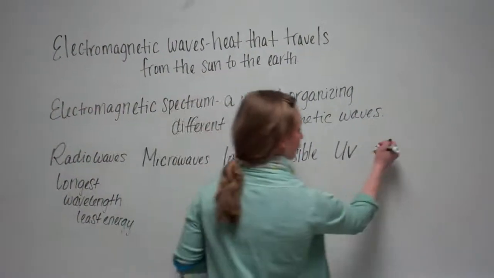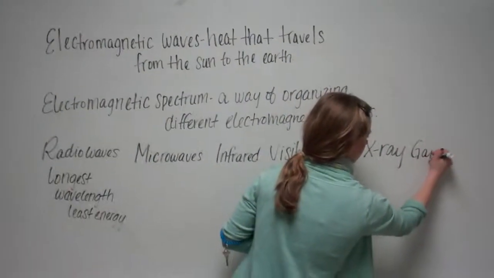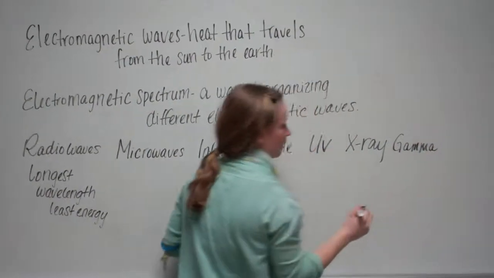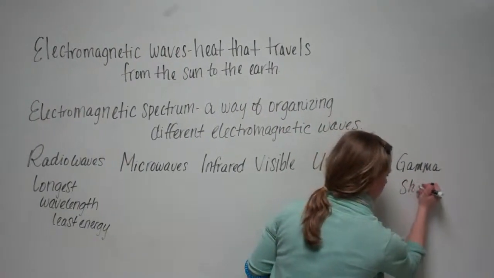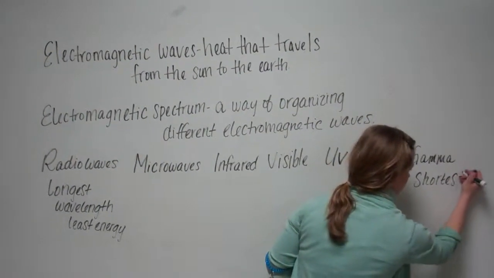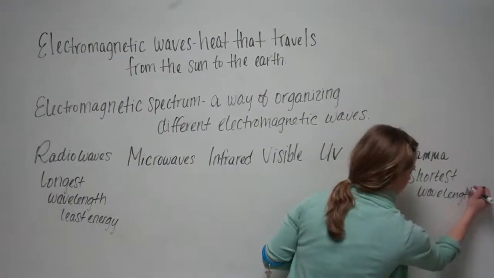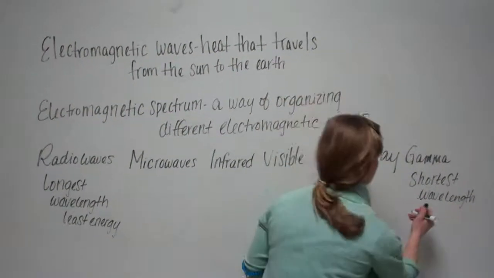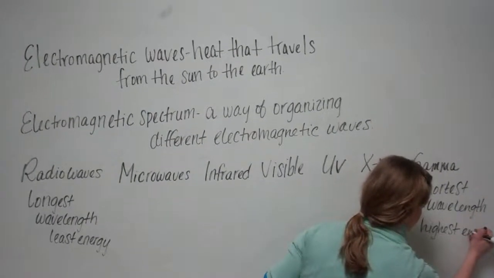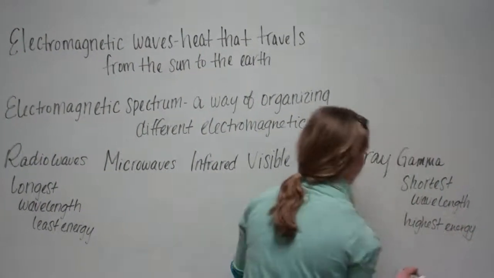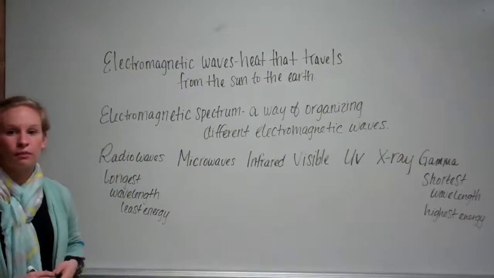Okay, two more. X-ray. And then finally, our gamma. So, as we get down to our gamma, we're going to have the shortest wavelength, but also our highest energy. Okay, and so these are the different ways that we have classified light traveling from the sun to the earth.